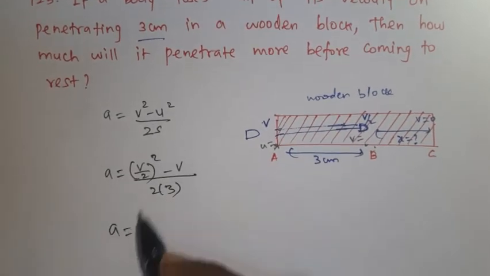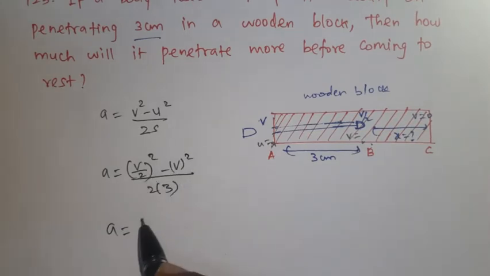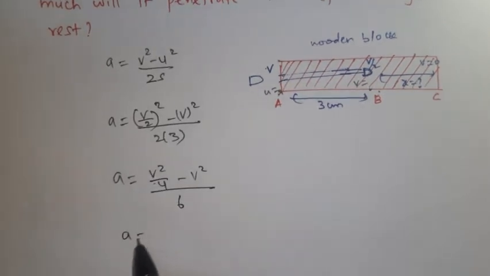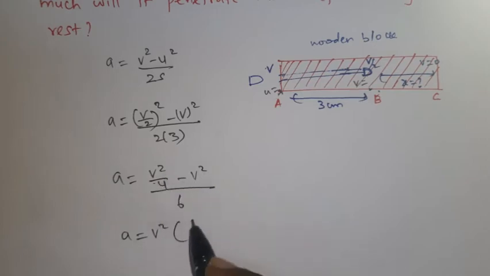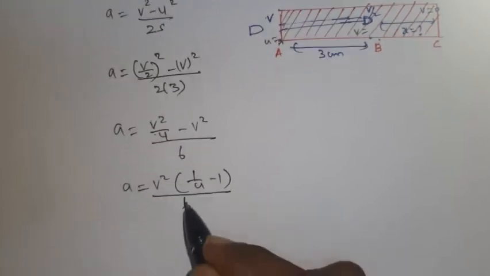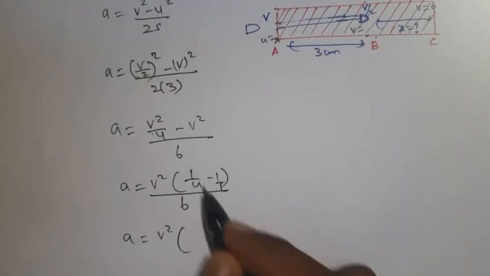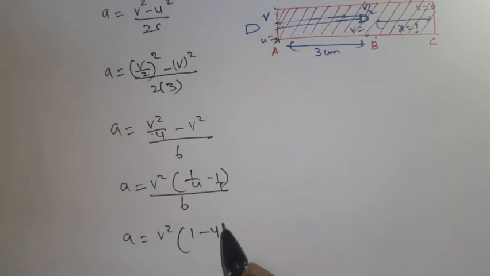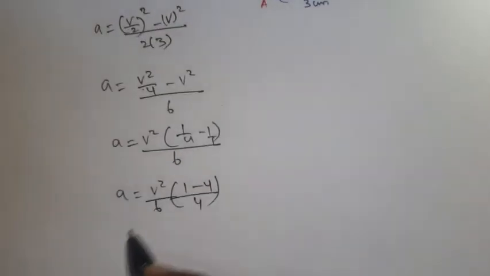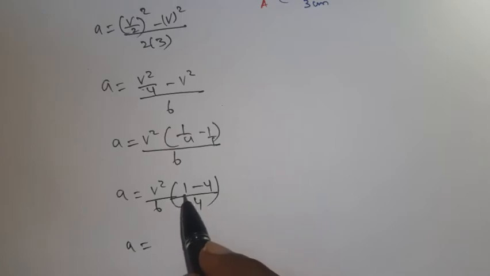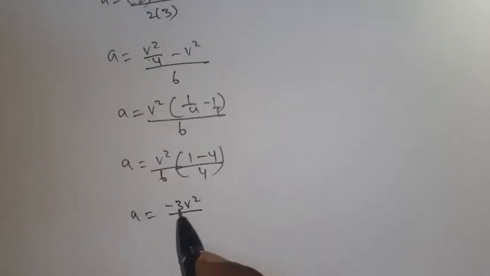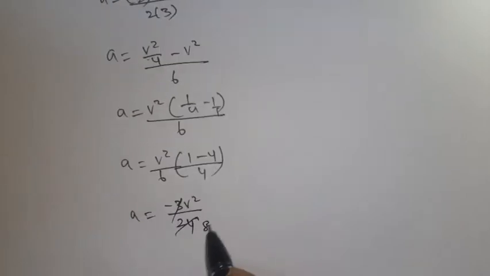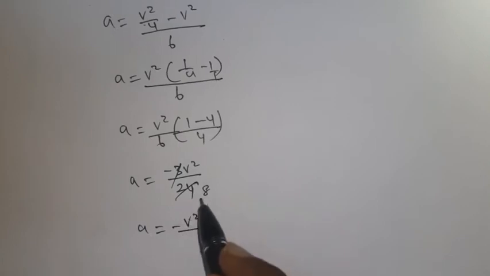Then a is equal to v square by 4 minus v square by 6. You can take out v square, then 1 by 4 minus 1, 1 by 4 minus 1 divided by 6. Then a is equal to v square times (1 minus 4 by 4) divided by 6. So a is equal to 1 minus 4, that is minus 3 v square by 6 fours are 24. If we cancel, we will get 8. So a is equal to minus v square by 8.